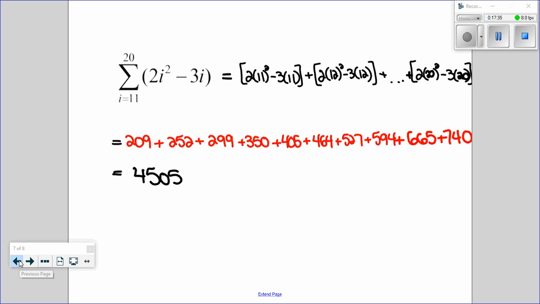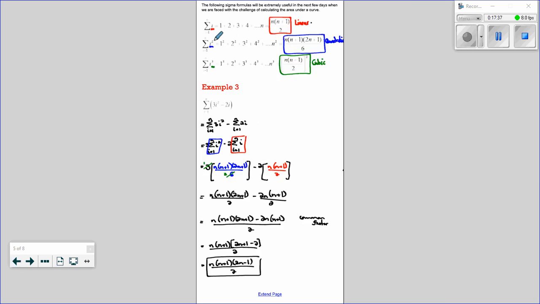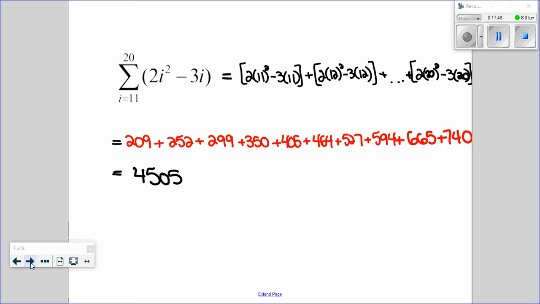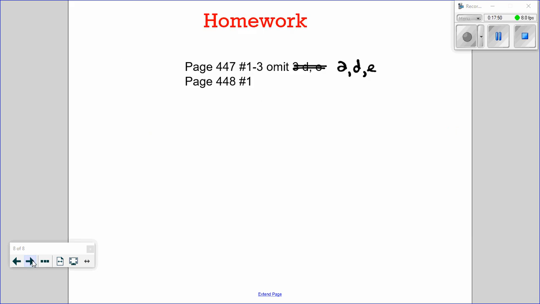What we really want to focus on in this section, however, are these 3 sigma formulas, because those are what we are going to use in the next 2 videos. You can try these questions for homework.